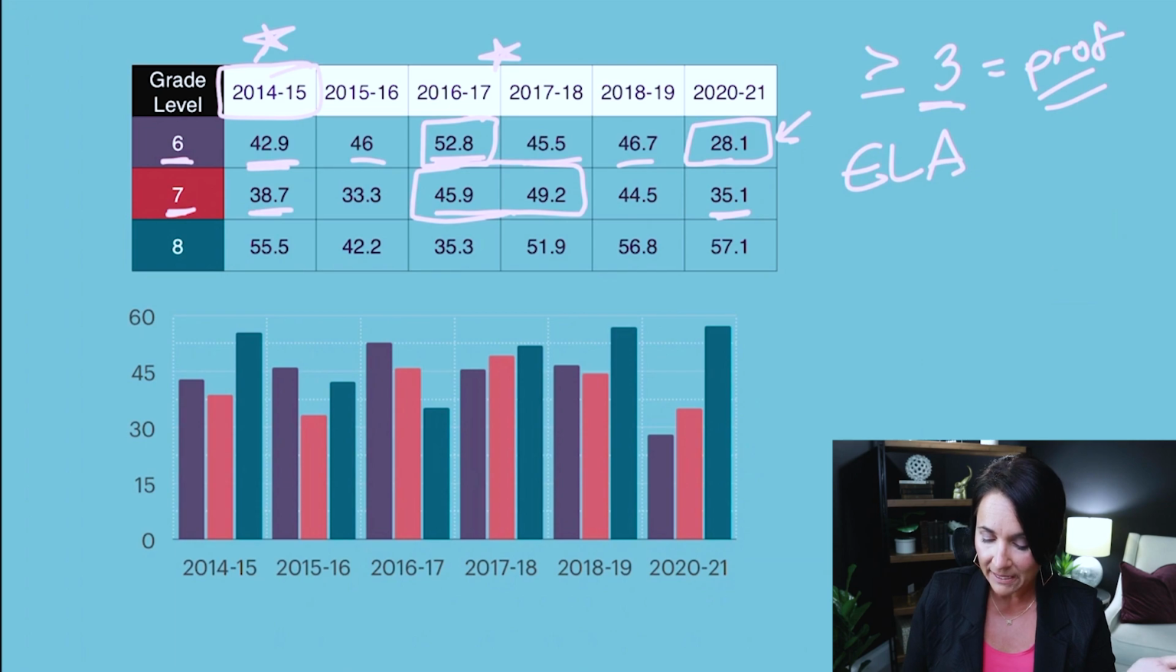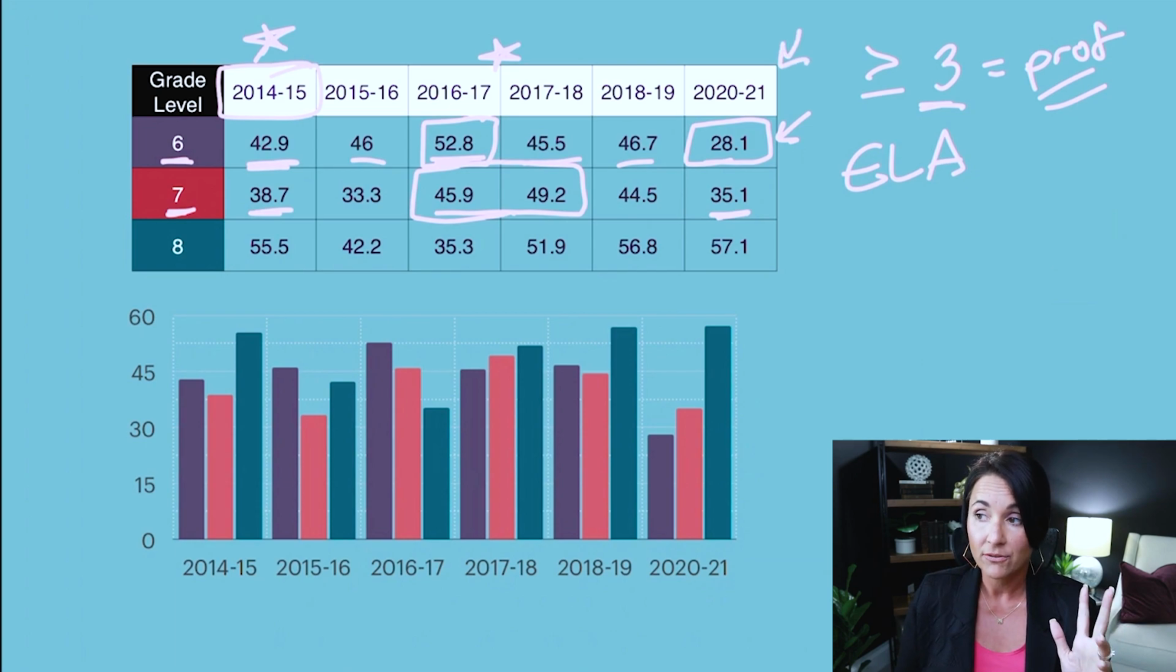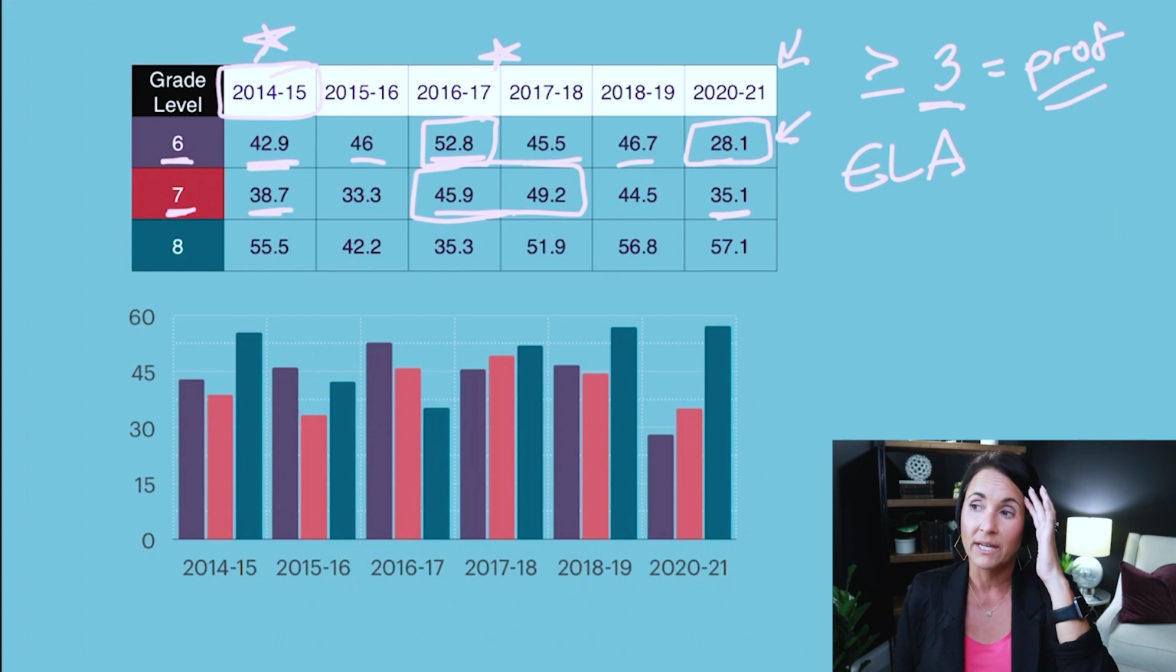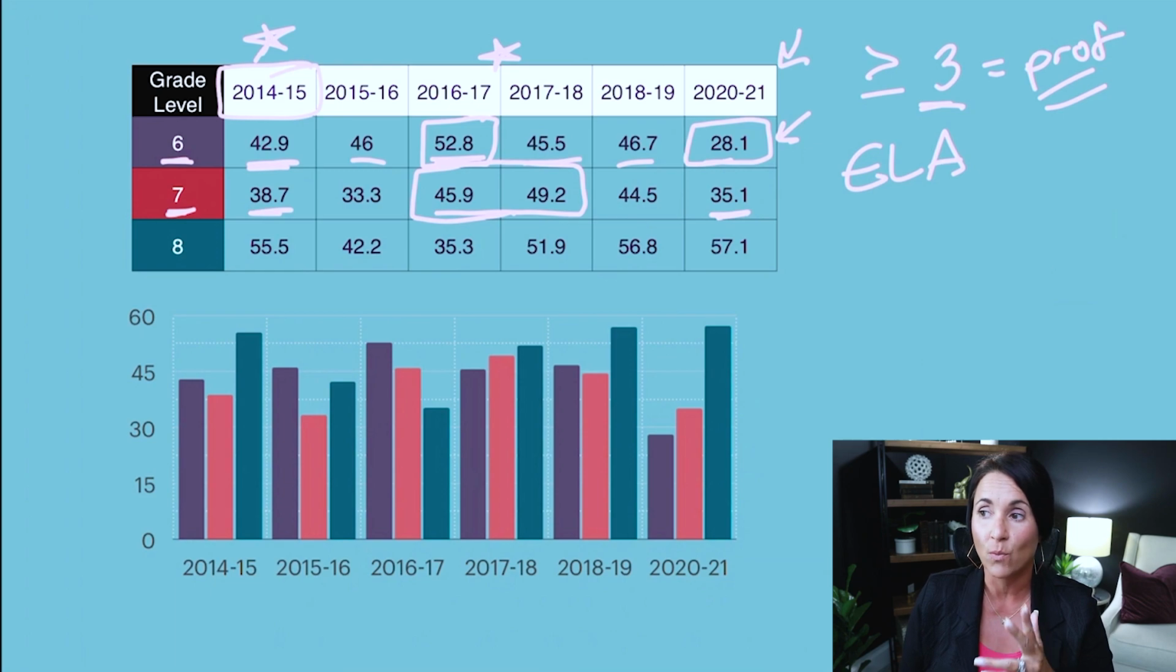Now, of course, we have a pandemic going on here in 2020, 2021, so there's going to be a drop. But that 6th grade drop is really low. It's more significant than any other, so it's kind of an outlier. We still want to keep that in mind. So right now I'm thinking 6th grade is going to be my focus. But let's take a look at 8th grade.